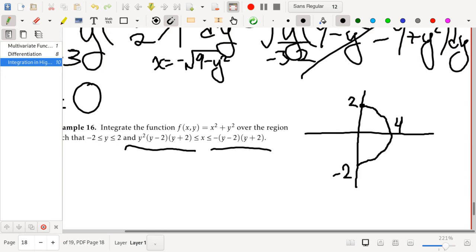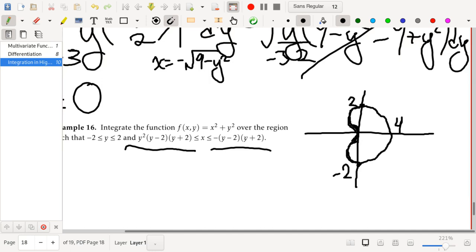Y is between that function, and the other function also has intercepts at negative 2 and 2, and it also has an intercept at 0, at which point it bounces. So this region looks something like this. I call it a cardioid because it kind of looks like a heart. So this is the region over which we're integrating.